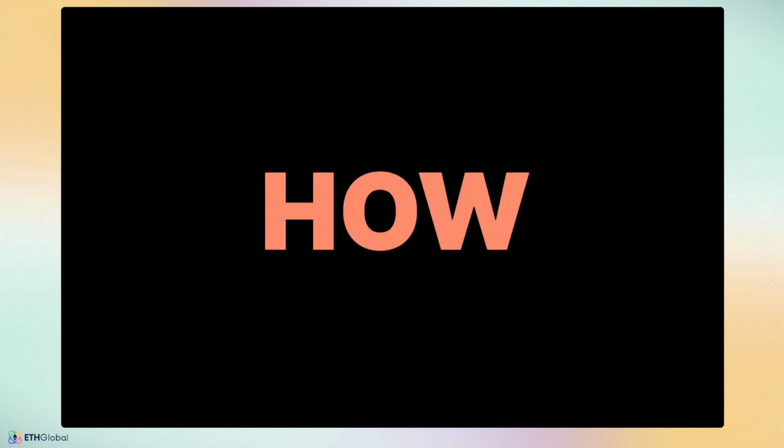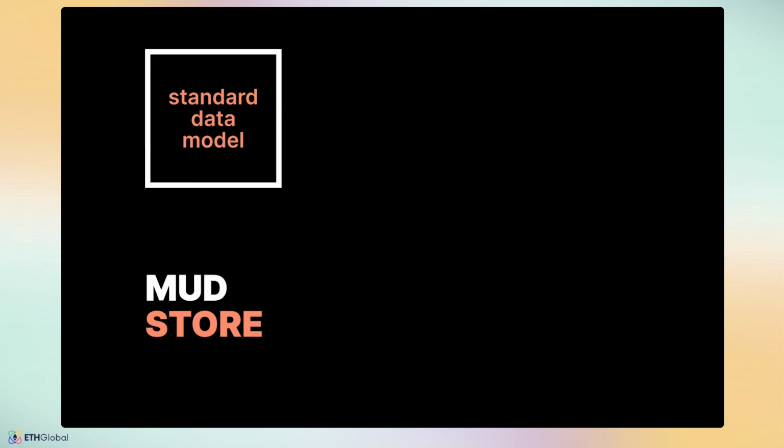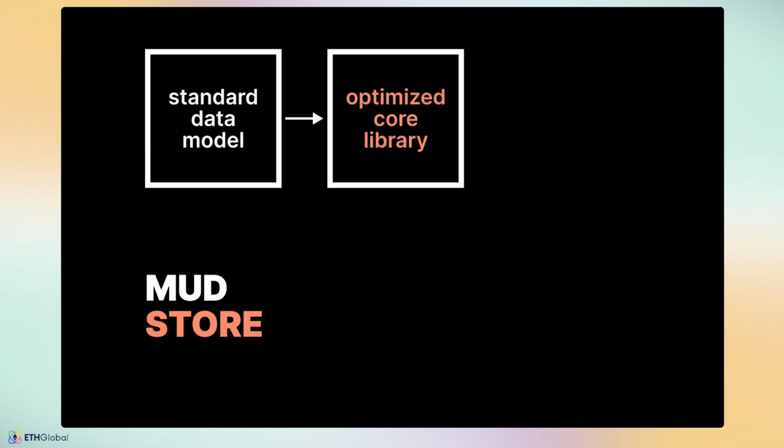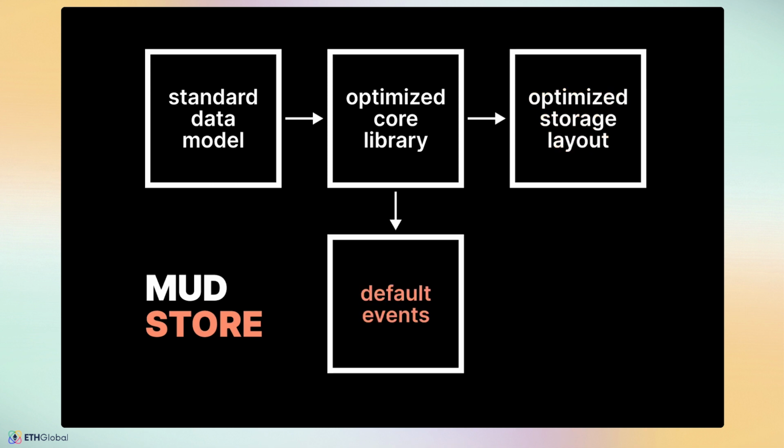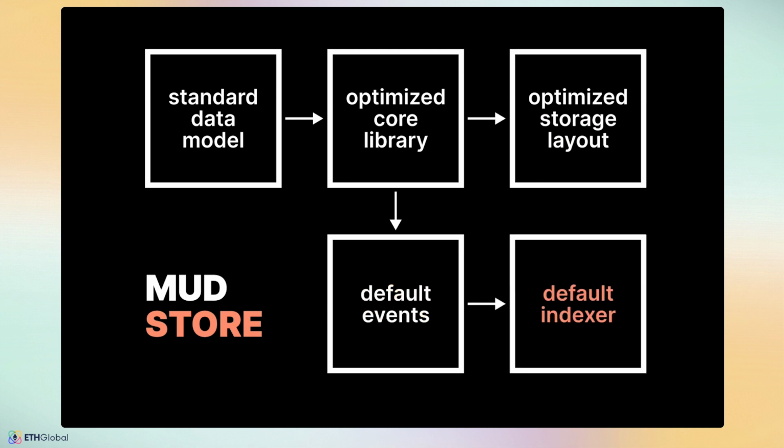So how does this work? We start with a standard data model that is based on tables, and then we provide an optimized call library that is used to interact with the standard data model with these tables. And because the user doesn't interact with storage directly, but rather through this library, the library can take care of optimizing the storage layout, and so in some cases even can achieve more efficient data packing than native Solidity. And then this call library also emits events by default for every state change, which then can be picked up by a default indexer, which can be used by clients to get the state very quickly.